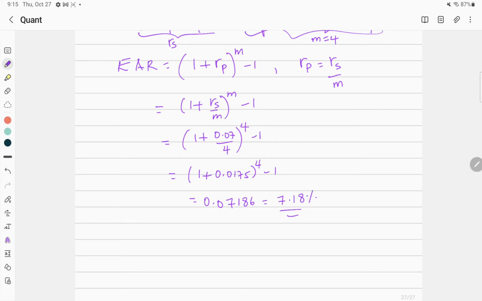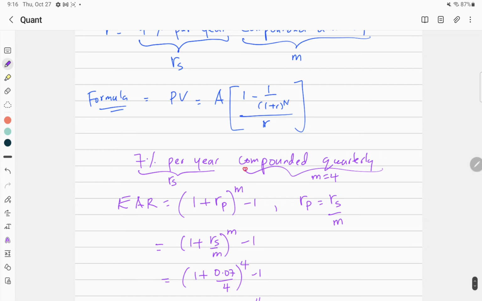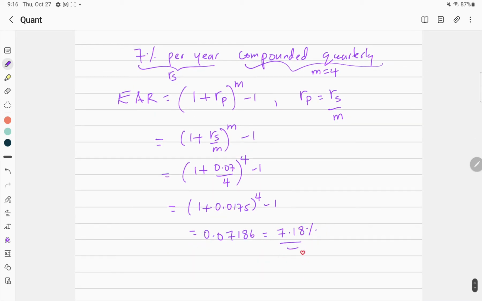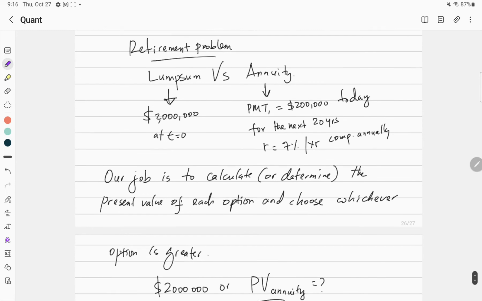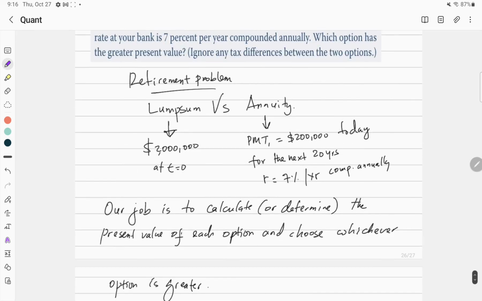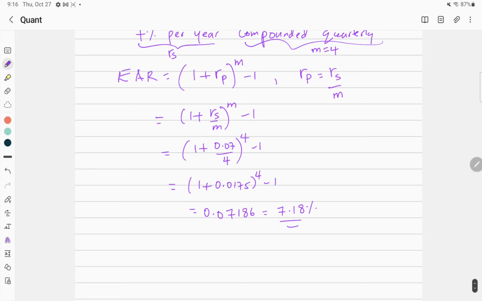And this is about 7.18%. So if the problem said, instead of the interest rate is 7% per year compounded annually, that it was 7% per year compounded quarterly, we would have to change this into an annual interest rate like this, and you'd see 7.18% in our formula here. But fortunately, it said compounded annually, so we can just directly use this 7% in our present value formula. So now let's just do a timeline and see what this is all about.